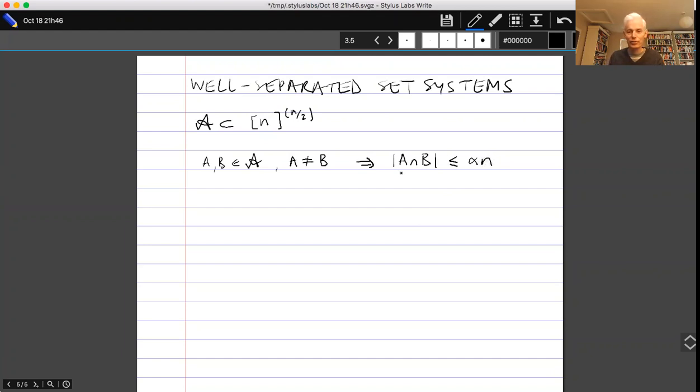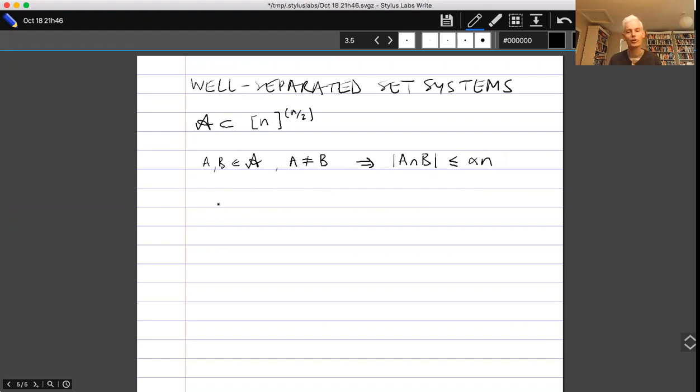Of course, everything depends on alpha. So let's just think a little bit about how things might depend on alpha. And a good way of getting some kind of purchase on the question is to think about what happens if you pick two random sets of size n over 2. Well, then their expected intersection size will be n over 4. And so it turns out that whether or not alpha is bigger than a quarter or smaller than a quarter or equal to a quarter makes a huge difference to how large the set system can be.